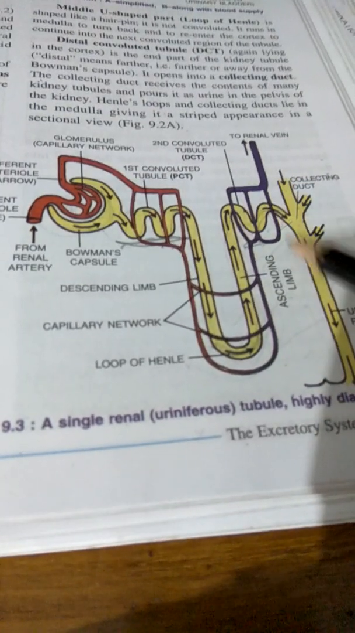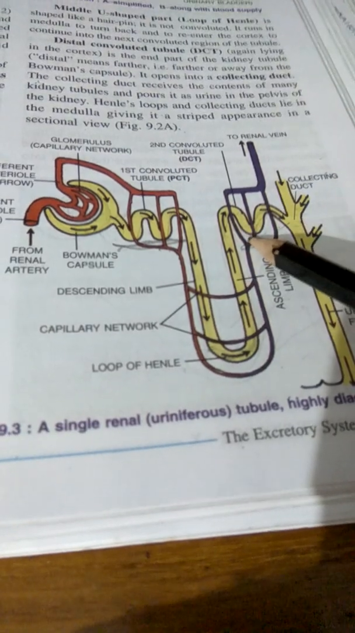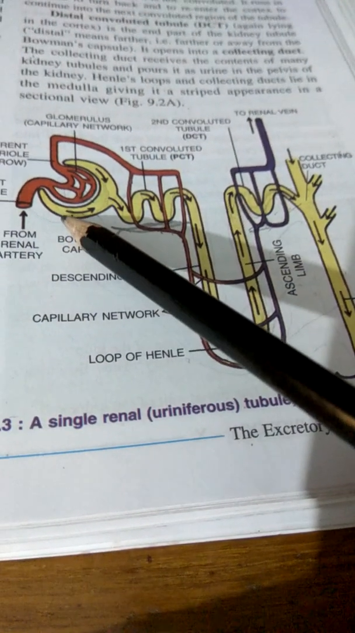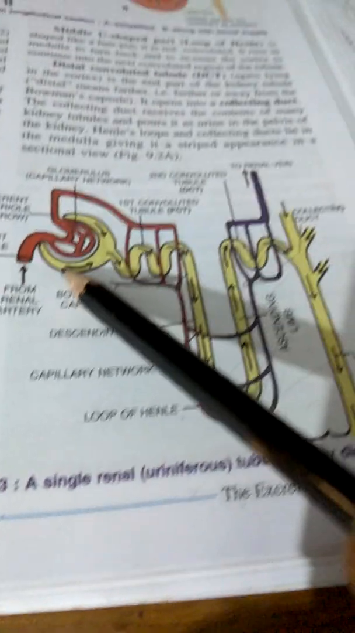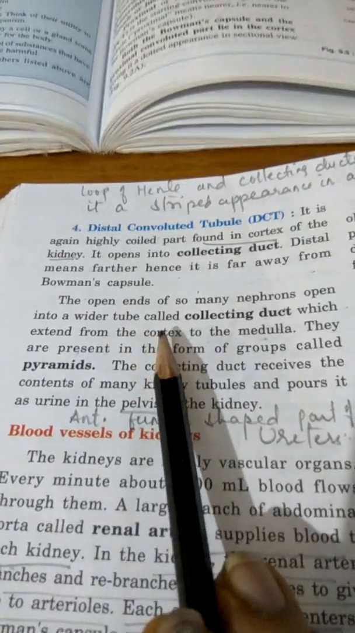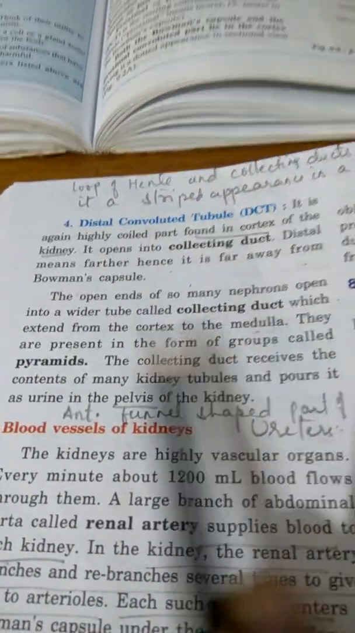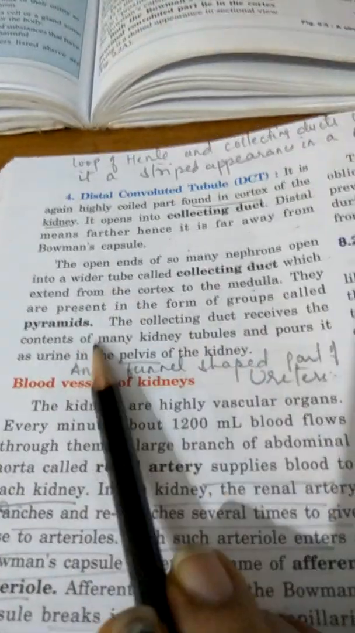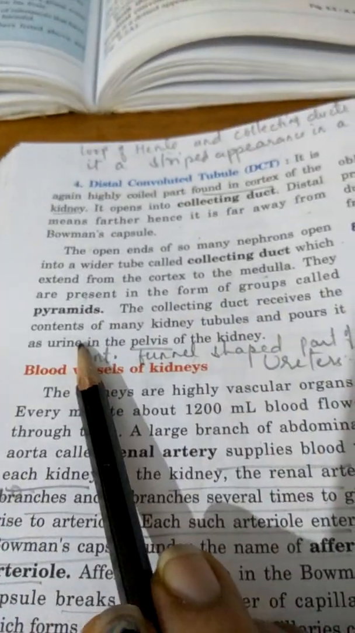The collecting duct will collect all the content coming from the anterior end of the kidney tubule, the nephron, to its lower distal convoluted part. The open end of many nephrons opens into a wider tube called the collecting duct, which extends into the cortex to the medulla. They are present in the form of groups called pyramids.